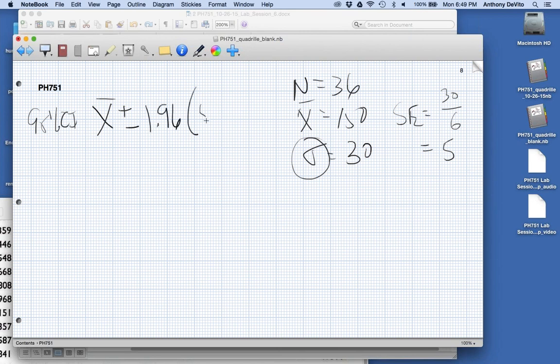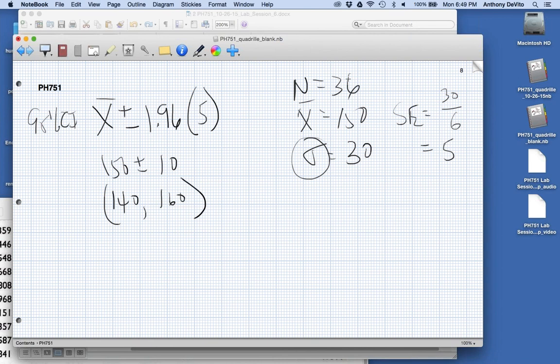times my standard error, which is 5. Okay, x bar is 150 plus or minus 2 times roughly 10. So the confidence interval is going to be 140 to 160. Notice that this is wider.